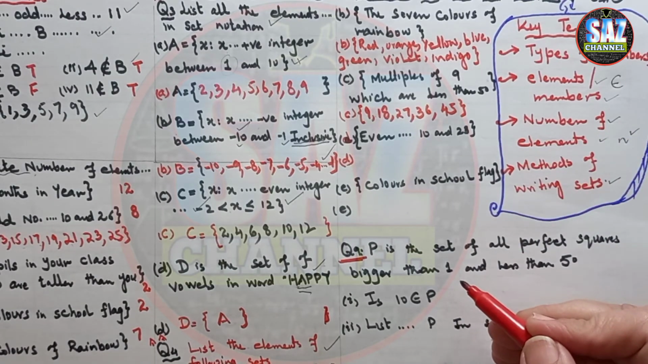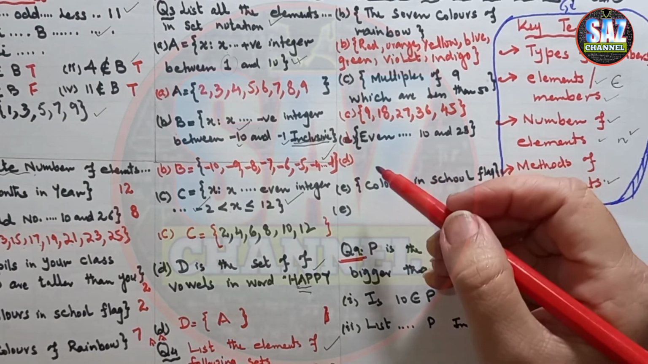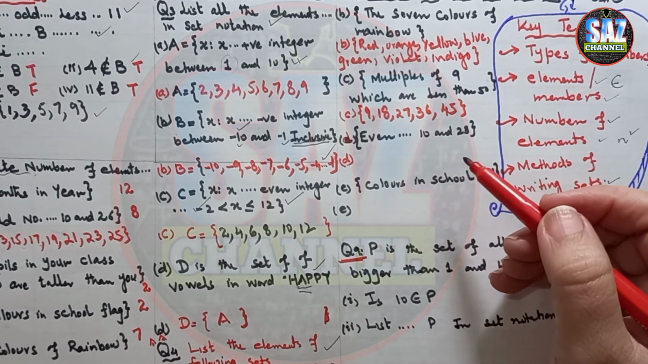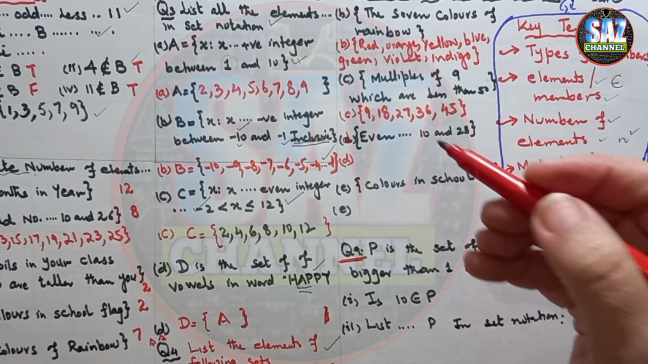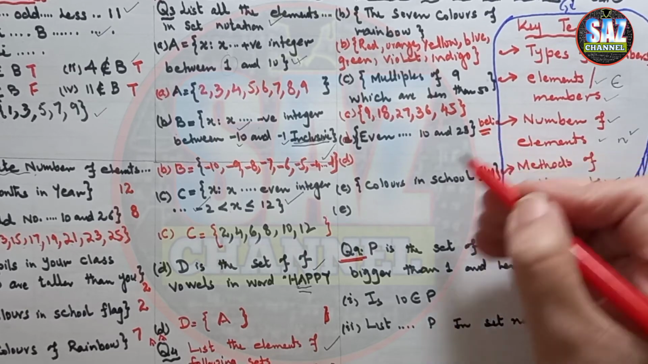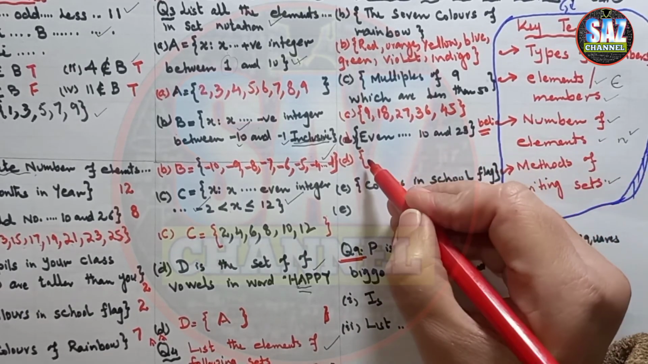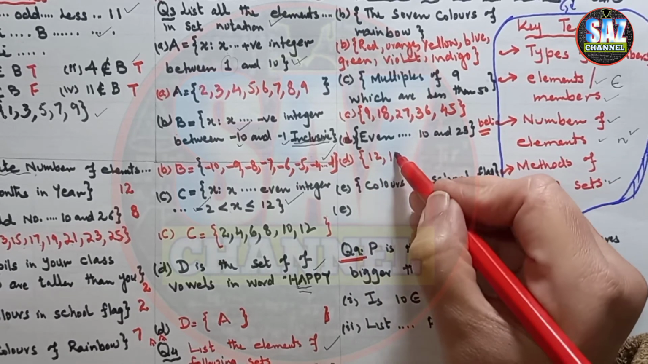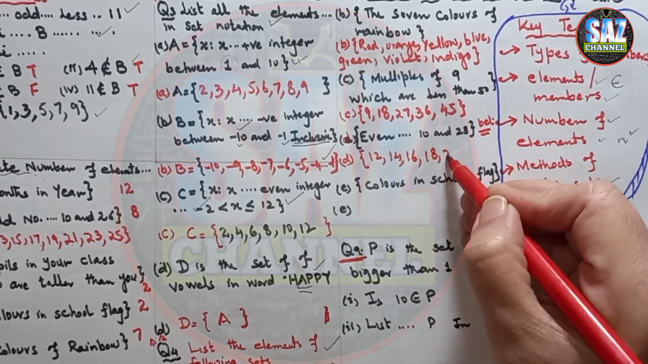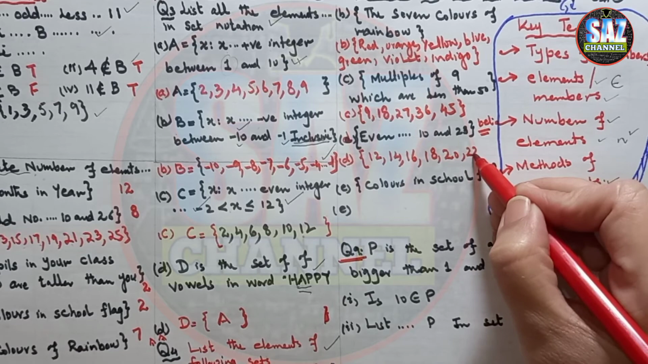And then the next part says, okay, I've written the E part first. Even numbers which are between 10 and 23. So even numbers which are between, here the word between is written. So that's why I will not be selecting 10. I'll begin from 12, then 14, then 16, then 18, then 20, and then 22.